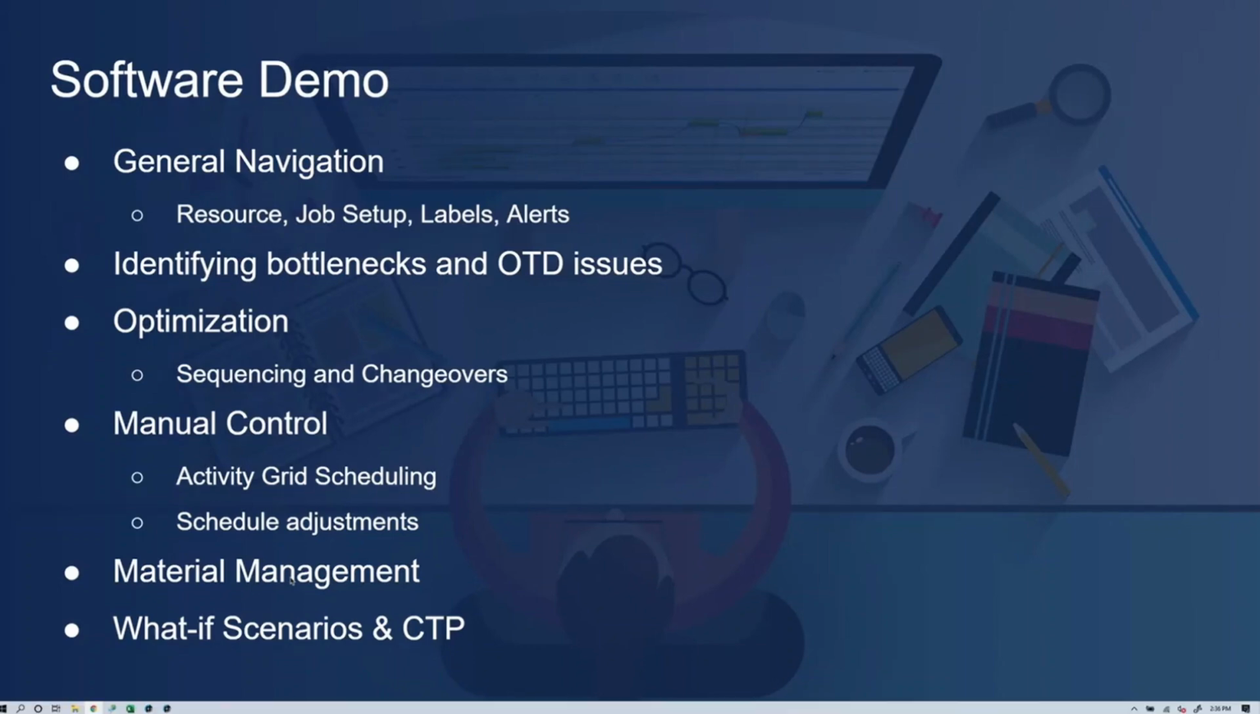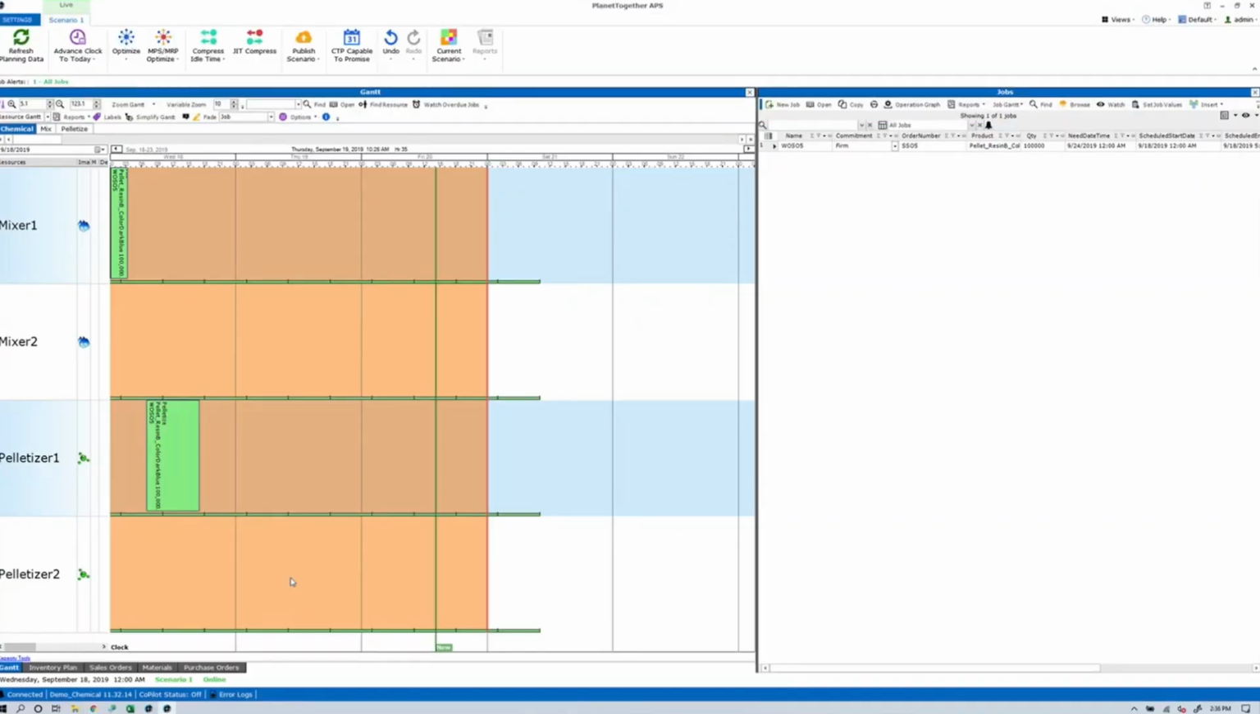So I'm going to flip over to Plan It Together here. Now, I'm going to start really simple, and then we'll build up data on top of this and have fun with it. So in Plan It Together, this is what it looks like. There's a main toolbar with some functions that we'll go over in a little bit.